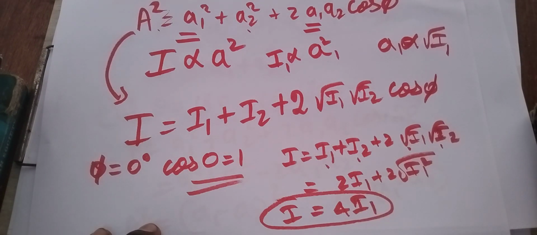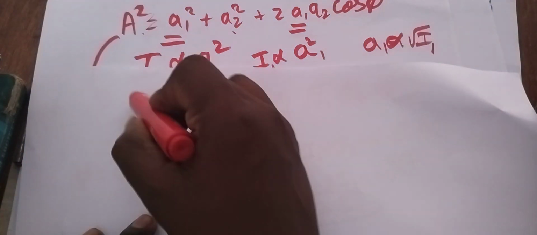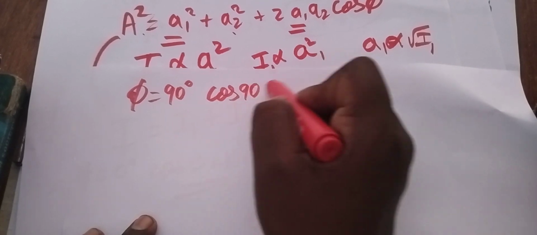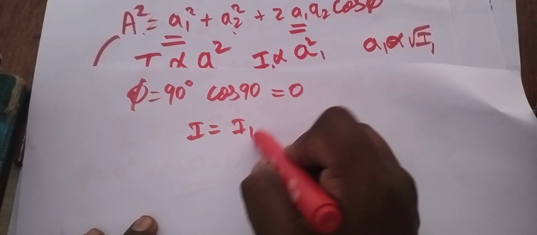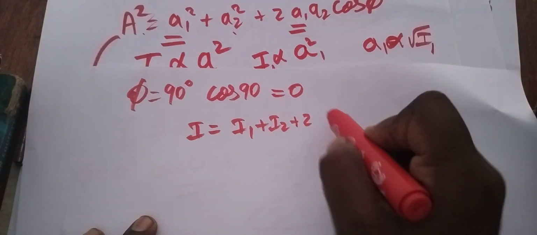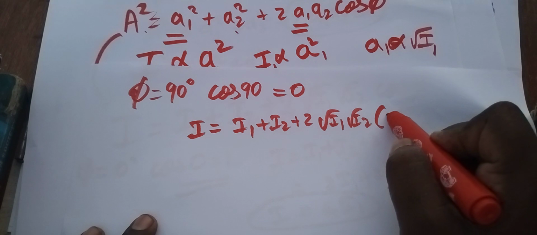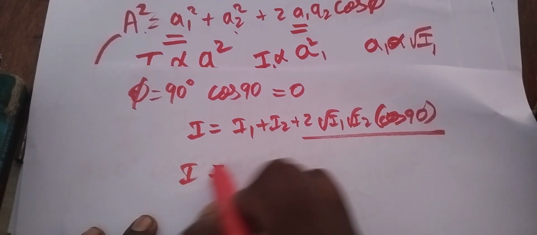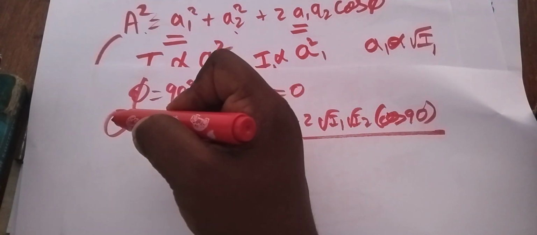When the angle is 90 degree, cos 90 will be 0. So phi will be 90 degree, and cos 90 answer will be 0. So total intensity, we know already, I1 plus I2 plus 2 times root I1 root I2 cos 90, which will be 0. This fully will become 0. So total intensity is going to be I1 plus I2. This is condition 2, the special case.